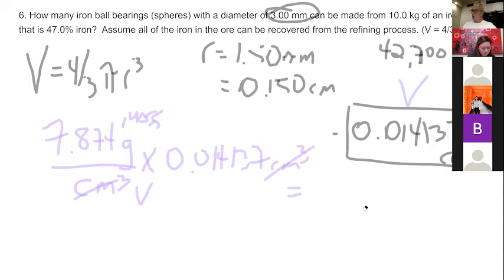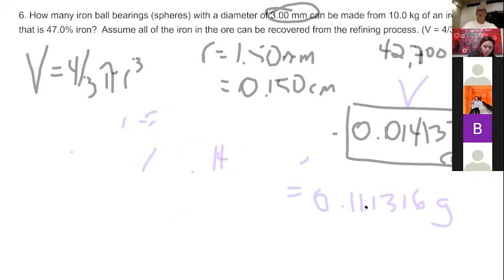And so carrying all our significant digits, remember, because you never round until you get to the very end, 7.874 times the volume is 0.111316 grams. So that's the mass of one ball bearing. And remember, we want our final answer to be in number of ball bearings.